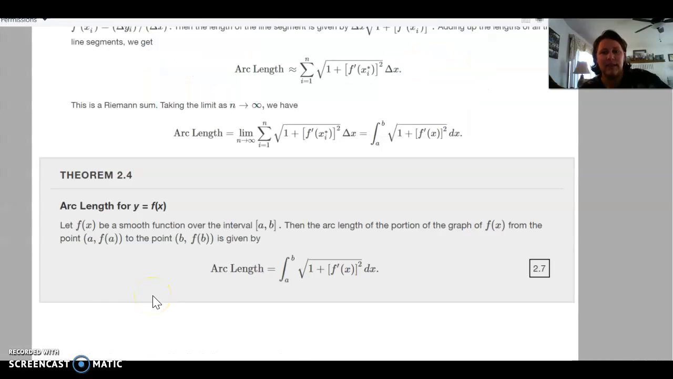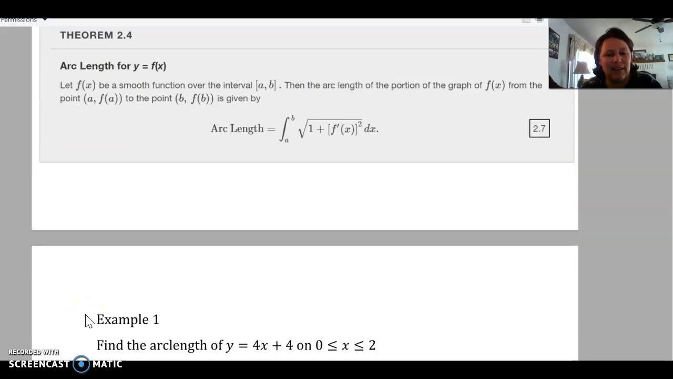Which then brings us to our equation for arc length. The equation for the arc length is the integral from a to b of the square root of 1 plus f prime of x squared dx. So if you look back up here, remember that delta x we had left over out in front, that delta x becomes your dx. And then the limit of your summation becomes your integral of a derivative.